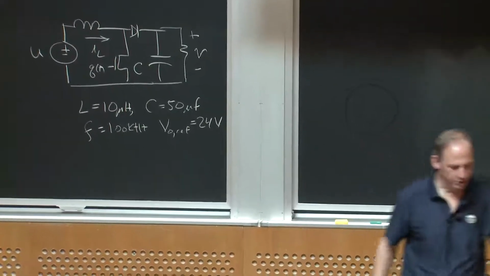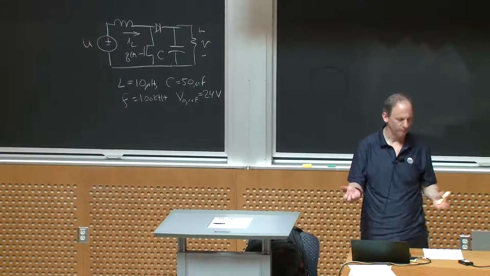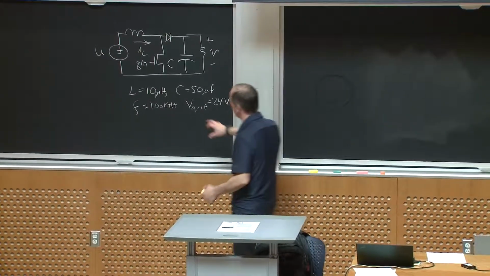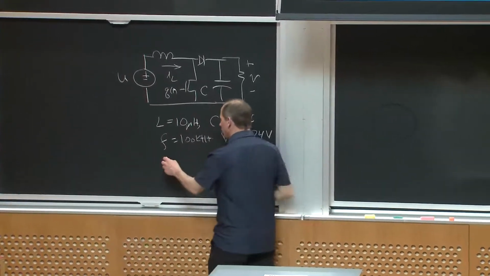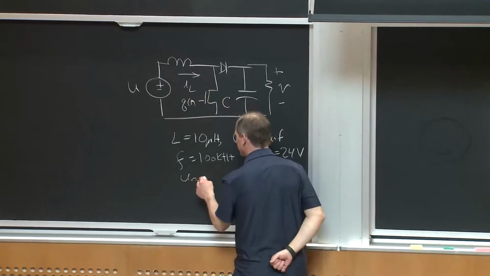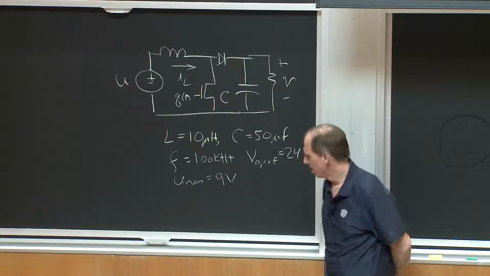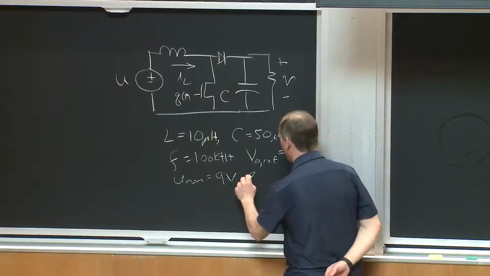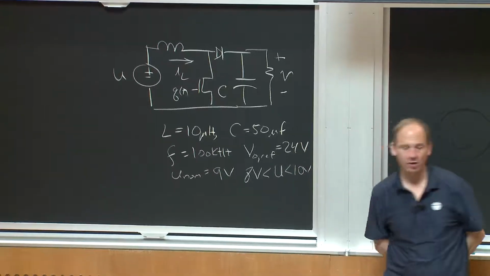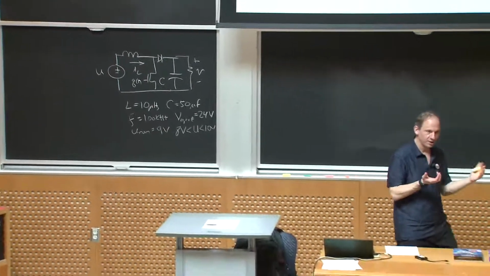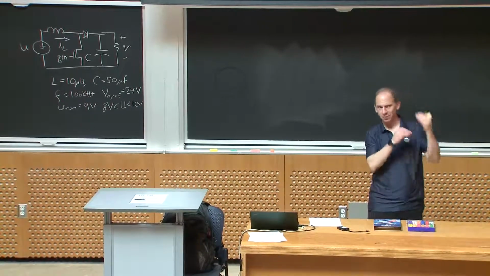And what were the things we said we had to deal with in terms of variations in a practical converter? Well, one of them is the input voltage, right? My input voltage might not always be what I wanted. So we might say the nominal input voltage U nominal might be 9 volts. Okay? But we're going to design this for 8 volts less than U less than 10 volts. Now, that's a variable range because I want to illustrate to you the impact of a variable input voltage range. But that's a pretty narrow range.